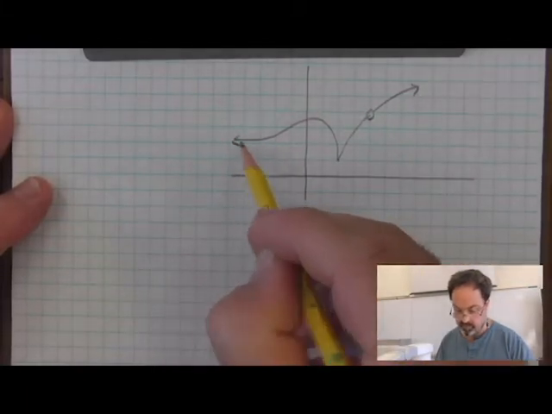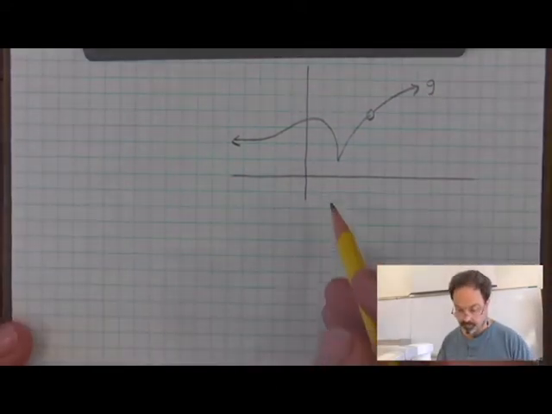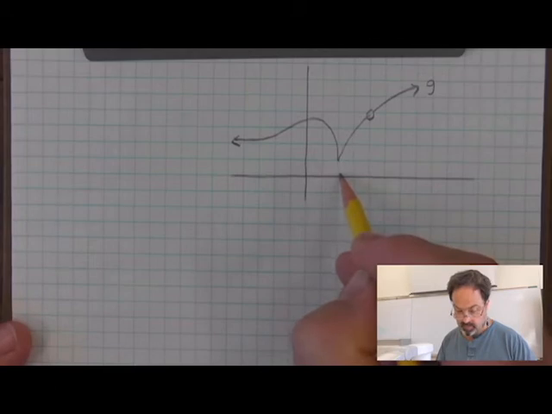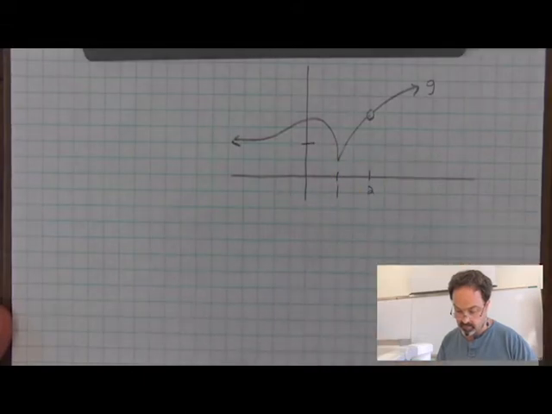Let's call this the g function. And for some reference points, let's label a tick mark at 1 and 2 on the horizontal axis. Let's make this 2 on the vertical axis.